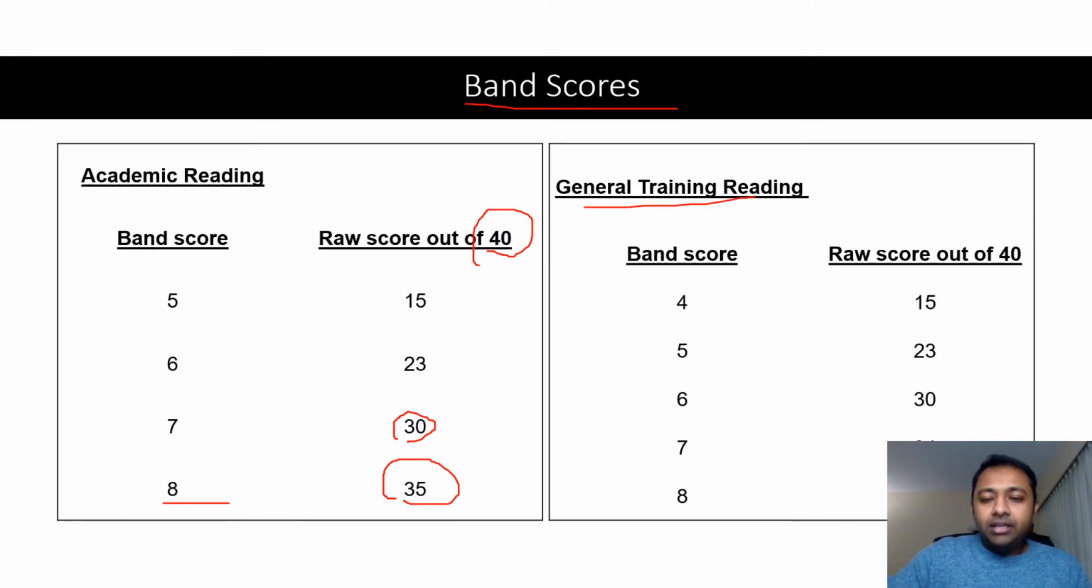In the general training reading module, the highest again is 39 or 40, which gets you a band 9. If you answer 38 correct, you get band 8, 34 you get a band 7, 30 you get 6, 23 you get a band 5. Again, as always, this is taken from the IELTS.org website. That's the band conversion that you have for the reading test.